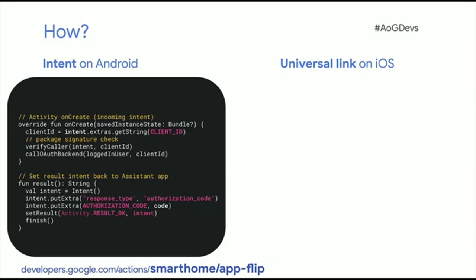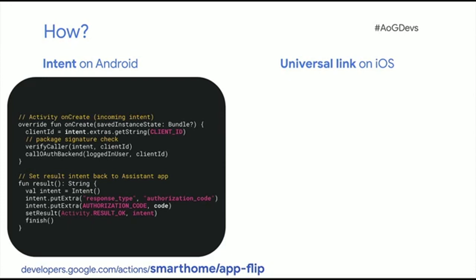And you'll want to pull out at least the client ID to do validation. And what you can do is validate both the client ID as well as the package signature from the incoming intent. You'll want to do this because you want to make sure that it's actually Google calling you and not some random phishing app that's installed.